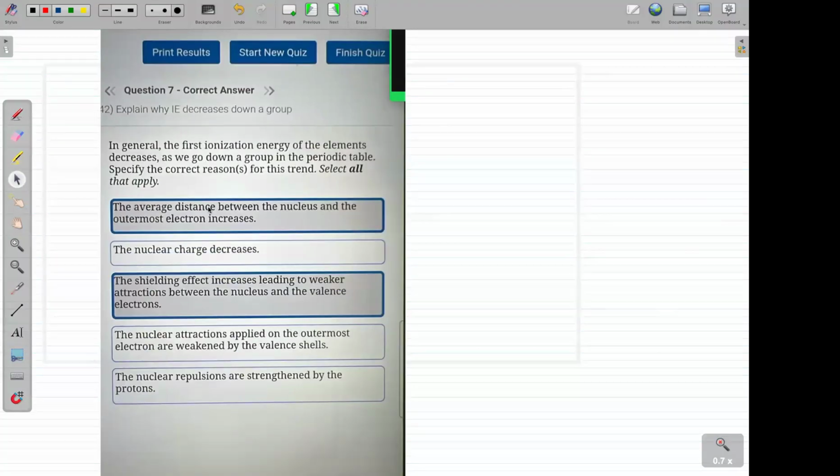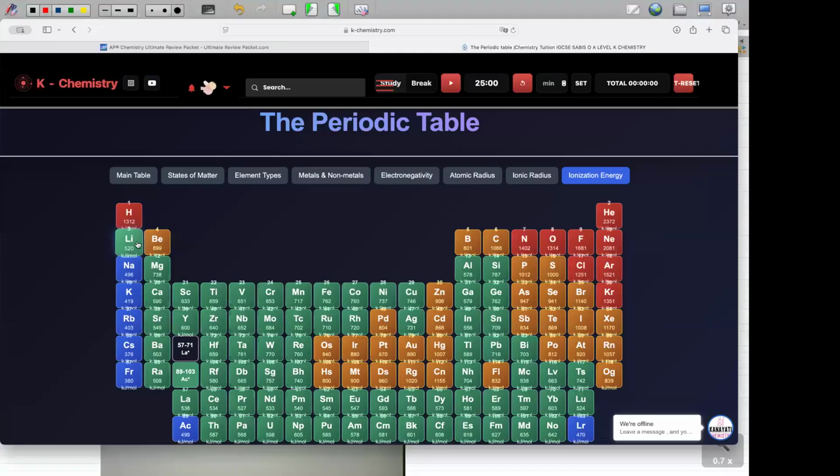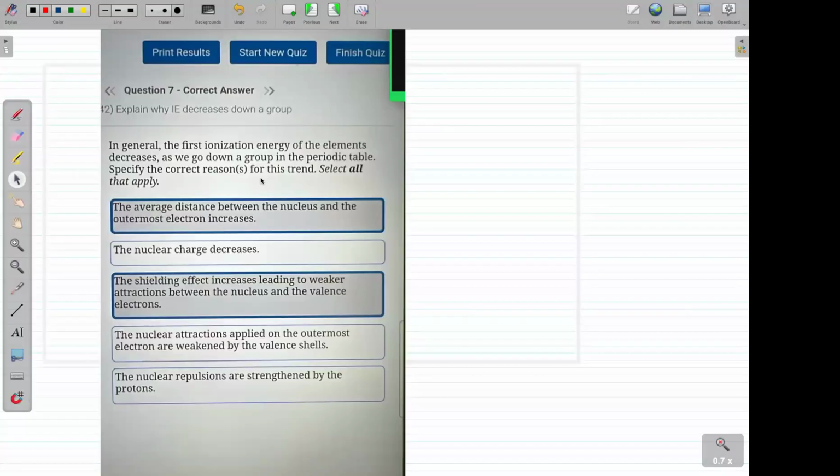Why is that? When you go down the group, here the ionization energy is 520, decreases, becomes 496, becomes 419, 403, 376. So every time you go down the group, the ionization energy decreases. The question is to explain why. The ionization energy decreases as you go down, because when you go down, the distance between the electron that you want to remove and the nucleus becomes far.